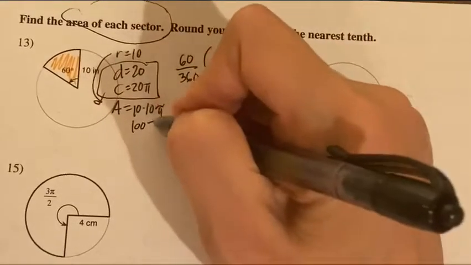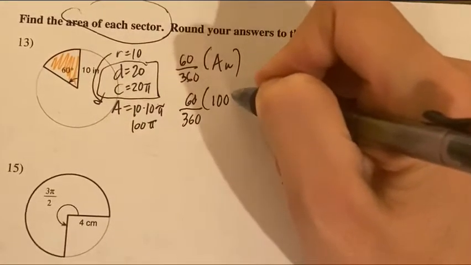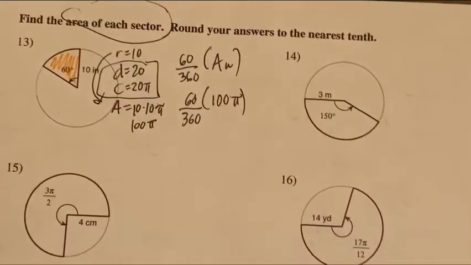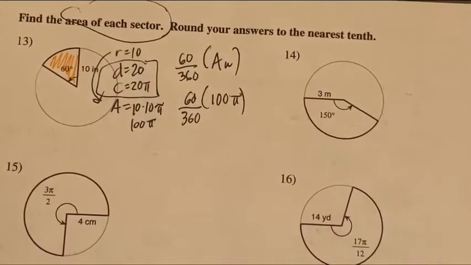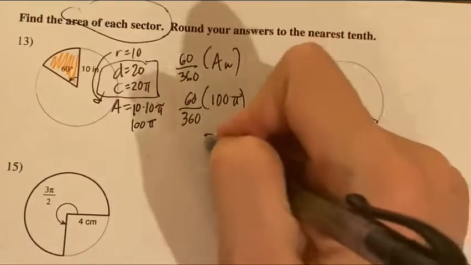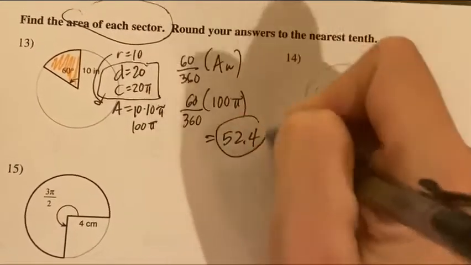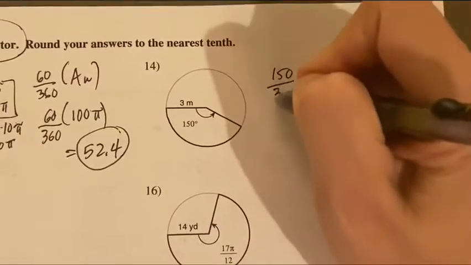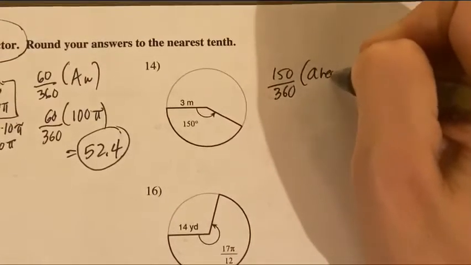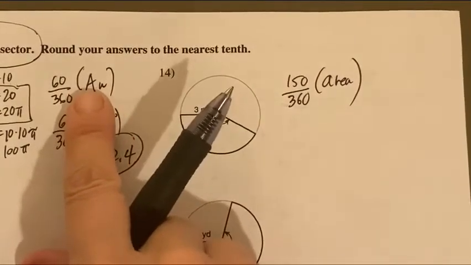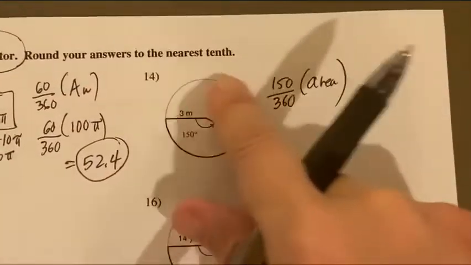That would be, the whole area is 100 pi. So it says I can round, so I'm going to round. 60 divided by 360, enter, times 100, enter, times pi, enter. All right, same thing, times whatever my area is, right? That I usually just AW, just means area of the whole thing. So what's the area of the whole thing?